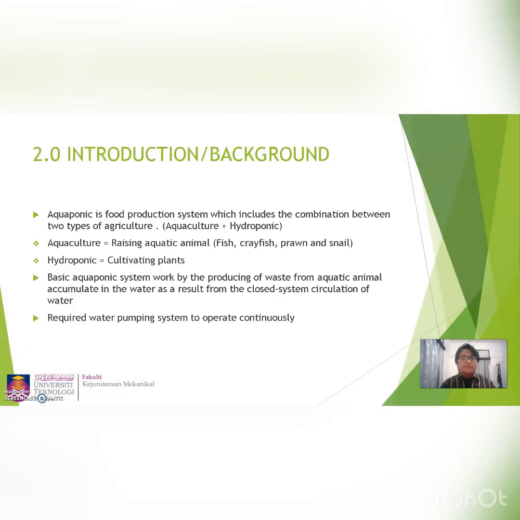The introduction of this project. Aquaponic is a food production system which combines two types of agriculture: aquaculture and hydroponics. Aquaculture is raising aquatic animals such as fish, crayfish, prawn, and snail. Hydroponic system is cultivating plants. A basic aquaponic system works by waste from aquatic animals accumulating in the water as a result of the closed system circulation of water. The aquaponic system requires a water pump system in order to operate continuously, and this is the crucial part of the system.